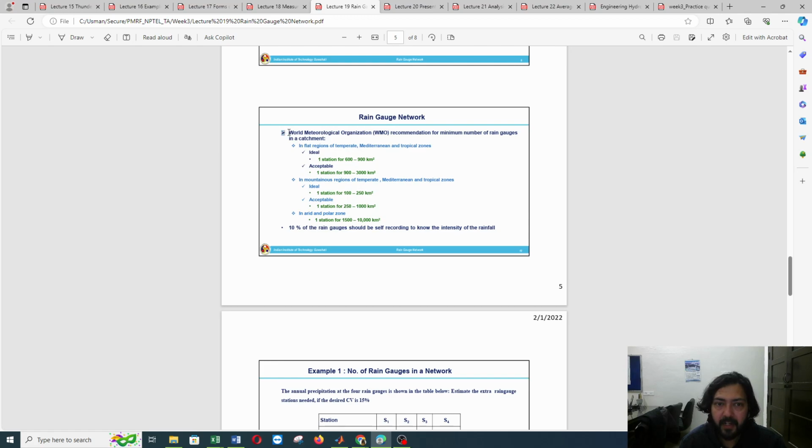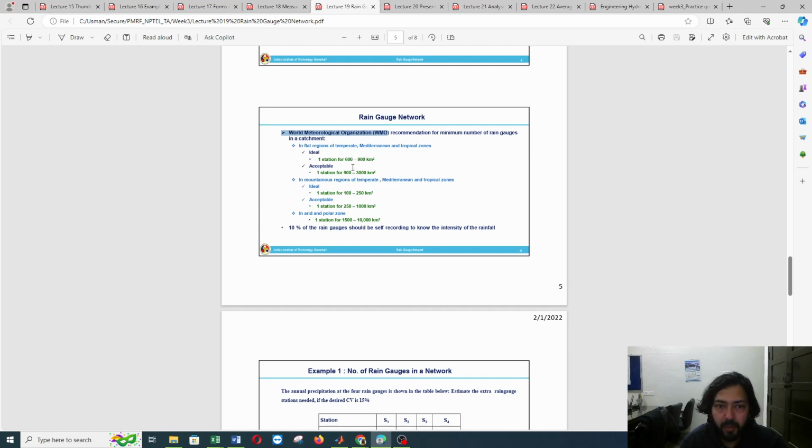Also, there is some standard given by WMO. If the area is of this much, then there should be one station. So depending upon the size of the area, there should be at least one station installed. Let us look at the different areas. If the region is flat, then the ideal is one station for 600 to 900 kilometer square. Acceptable is 900 to 3000 kilometer square.